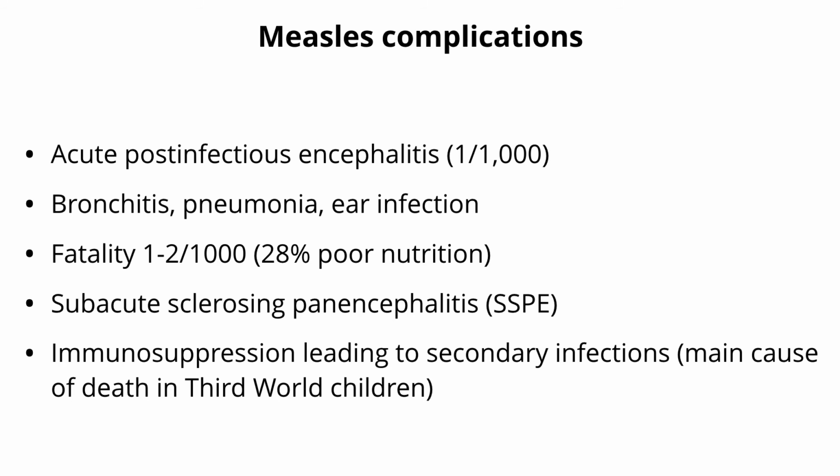You have a long-term sequela called subacute sclerosing panencephalitis. We will talk about this next time, because this is a form of a persistent infection. And remember, this virus is one of those that causes immunosuppression. It infects cells of the immune system, including the antigen-presenting cells, and immunosuppresses you so that you get infected with other things besides measles virus. And in third world children, this is a main cause of death. It's not measles itself, but it's getting infected with everything else that they have in these areas.